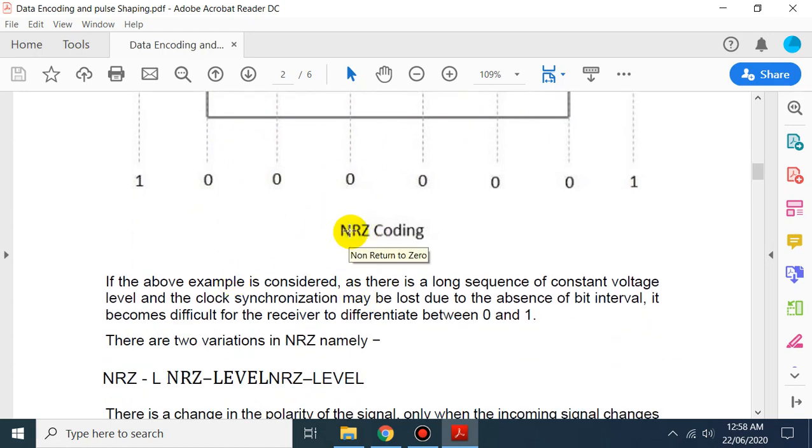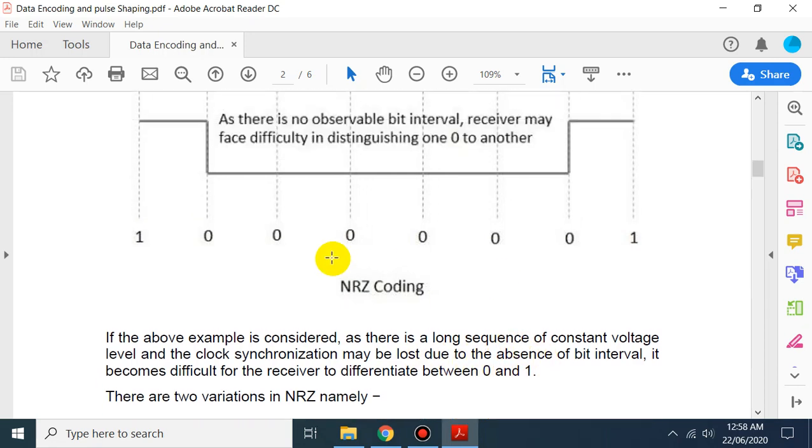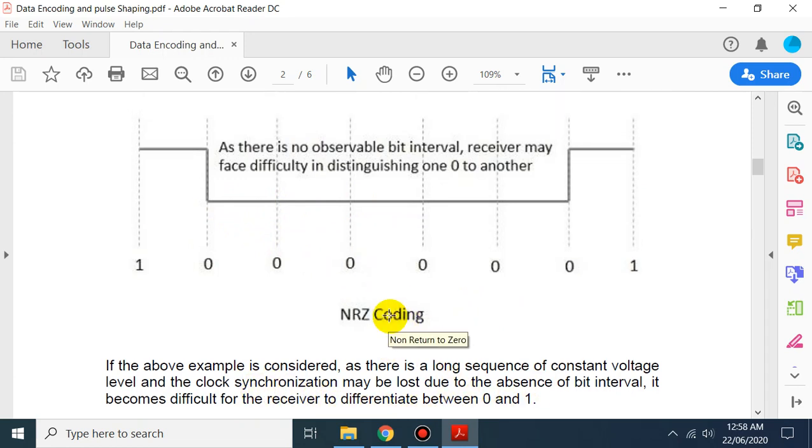In the above example that you have considered here, you can see that there is a long sequence of a constant voltage level, and the clock synchronization may be lost due to the absence of the bit interval, because the clock will not see the different bit intervals here. So it becomes difficult for the receiver to differentiate between 0 and 1. If there is no synchronization between the clock and the incoming data or bits here, then we might have difficulty in differentiating 0s and 1s at the receiver.